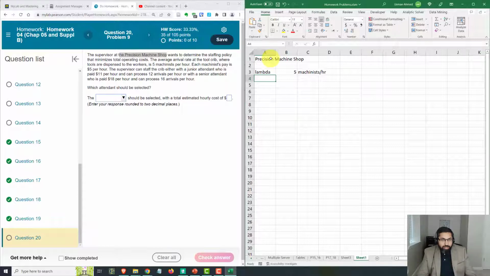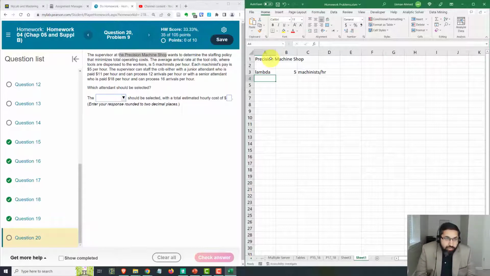Each machinist's pay is $5 per hour. The supervisor can staff the crib either with a junior attendant who's paid $11 per hour and can process 12 arrivals per hour, or with a senior attendant who's paid $18 per hour and can process 16 arrivals per hour. Which attendant should be selected?